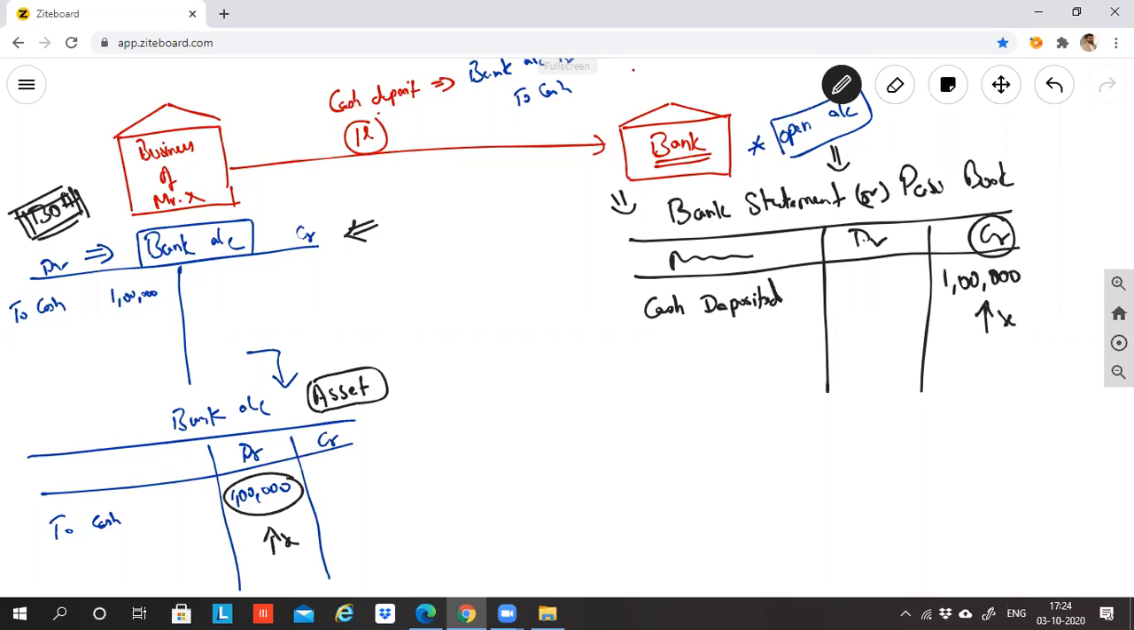Very clear, guys? So whenever the amount of liability is increasing, I will record it in the credit column. Whenever the liability of the bank decreases, I will record that amount in the debit column.